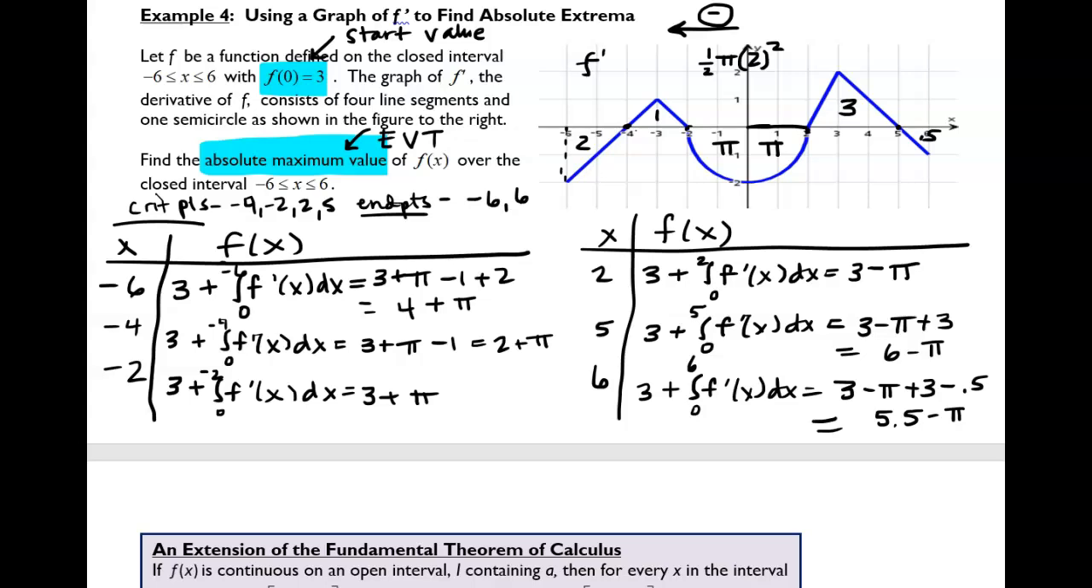Now, once we've made that table of values, we're not actually done yet. It did ask us for the absolute maximum value. So we're looking to see which of these numbers is the biggest. You don't need to actually calculate what they are. You can leave them in terms of pi. But 4 plus pi is 7 something. That's definitely bigger than 2 plus pi or 3 plus pi. It's got to be bigger than 3 minus pi. 6 minus pi, 6 minus 3 something, is definitely smaller than 4 plus pi, which is 7 something. 5.5 minus pi would also be smaller than that. So this value right here is my maximum value.